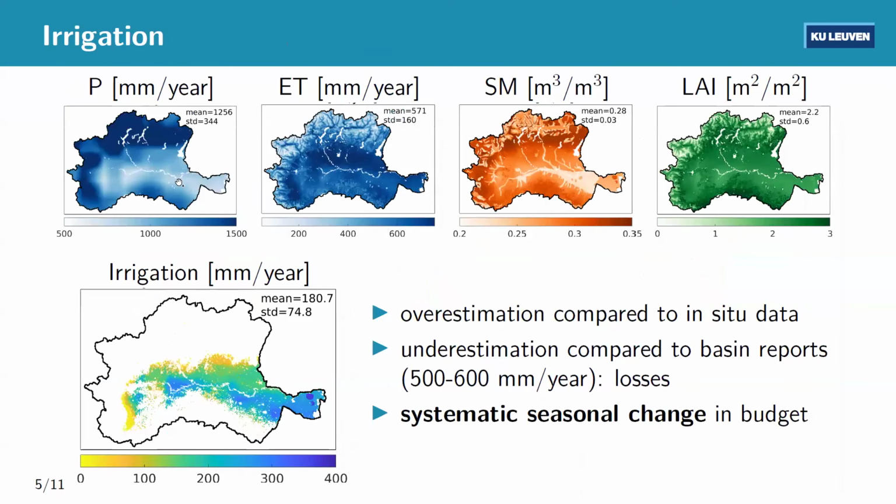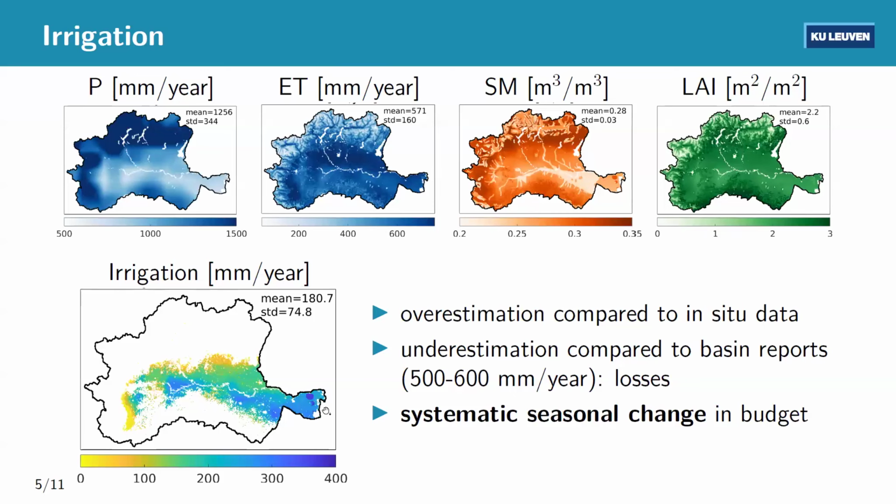So for irrigation, well, first, the top 4 plots give you an impression of what our input of precipitation is, the output of evapotranspiration, soil moisture, and LAI, long-term averages. Precipitation has this coarse pattern where in the valley, far less precipitation is seen than in the mountains. And the consequence of that is the irrigation plot on the bottom left, where you see where irrigation is happening, less surrounding the mountains and then more towards the east and the south.